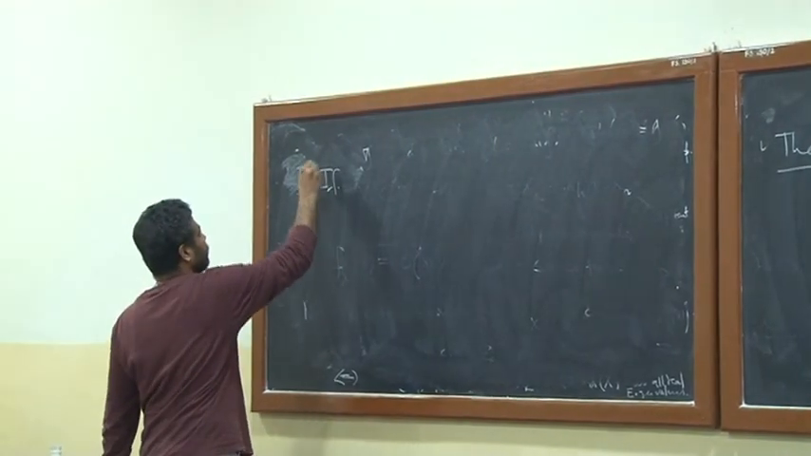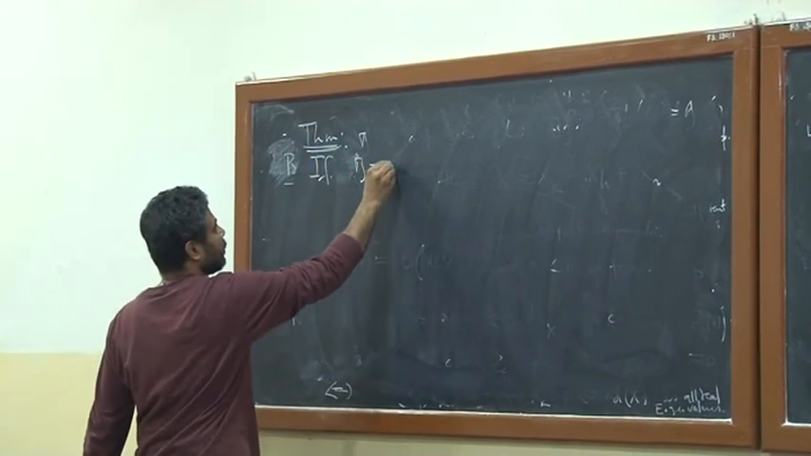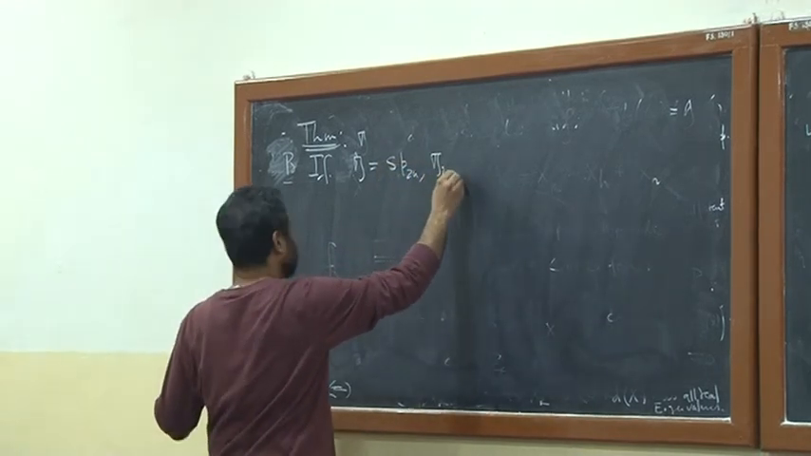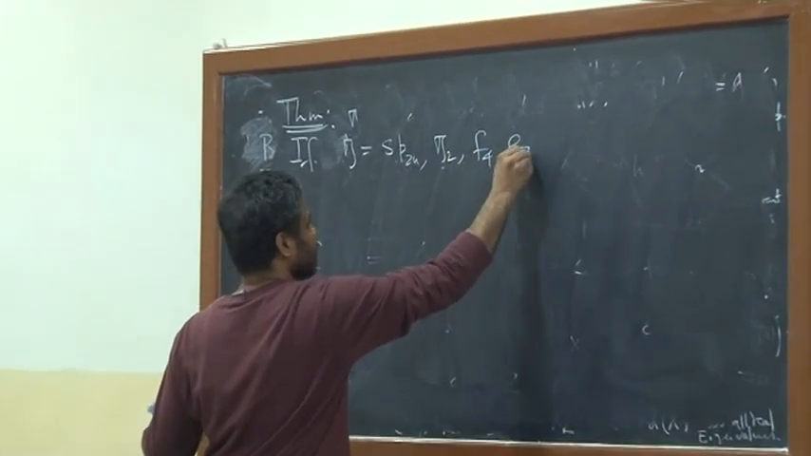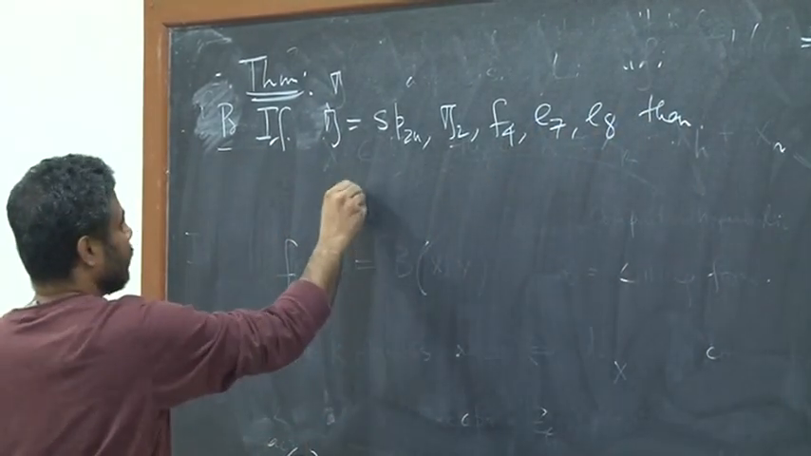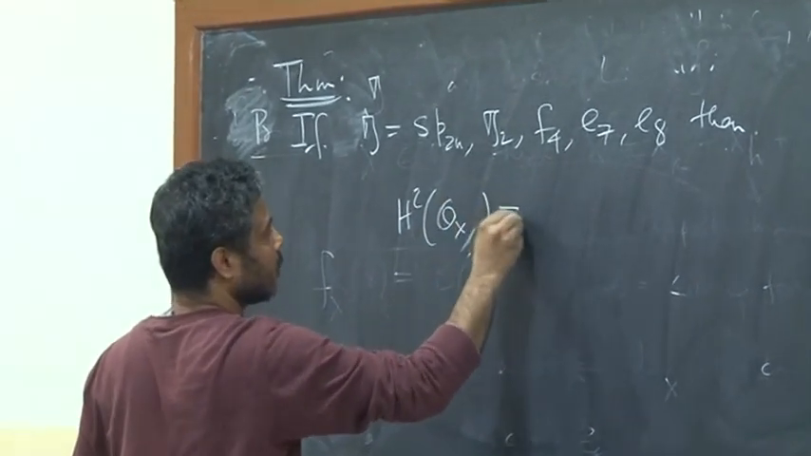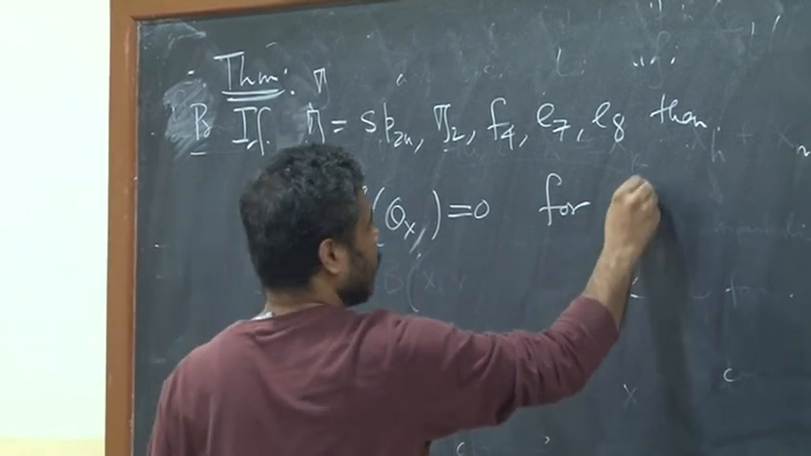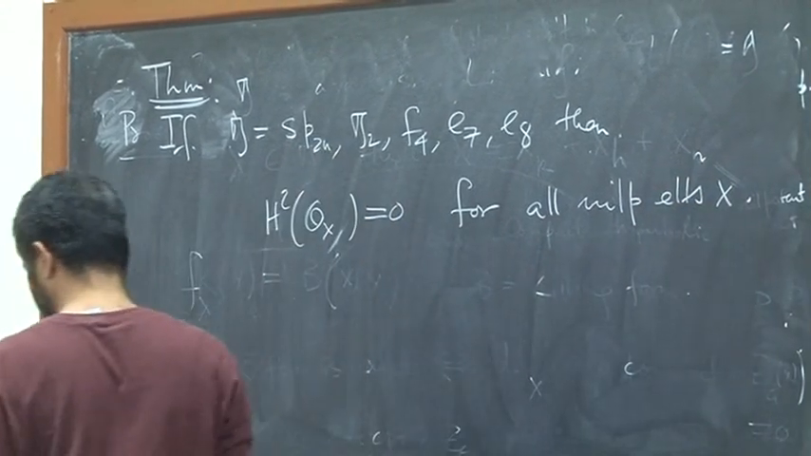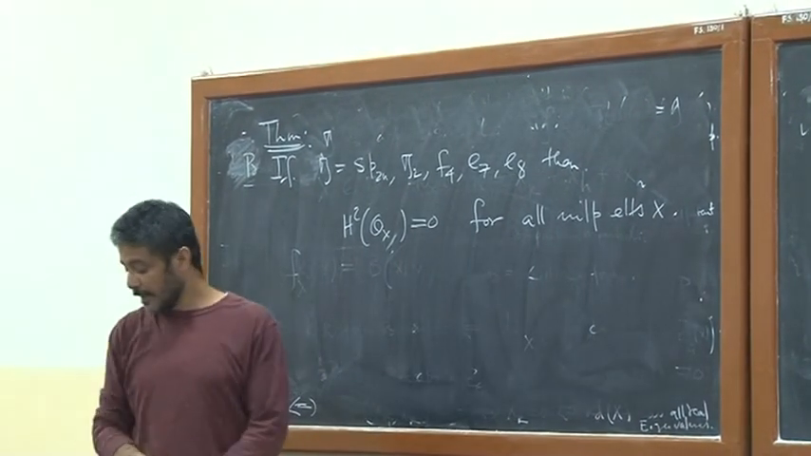If G is Sp_2n, G2, F4, E7, E8, then H^2 is 0. And for SL_n, one can give a very nice description.